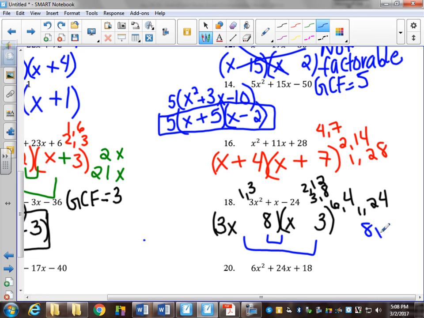Inner, 8x. Outer, 9x. Can that be combined to get to a positive 1? Yes. Our 8 would have to be negative, and our 9 would have to be positive.